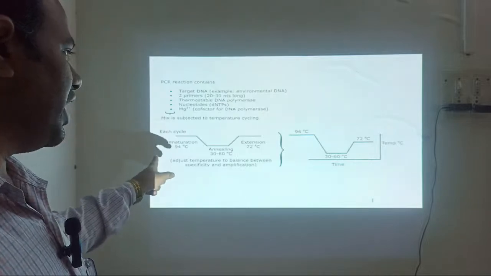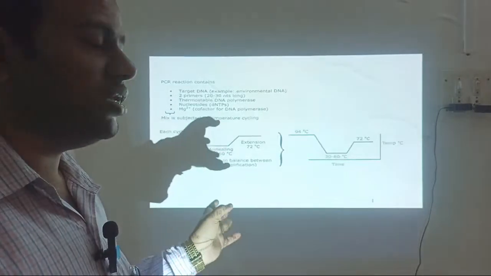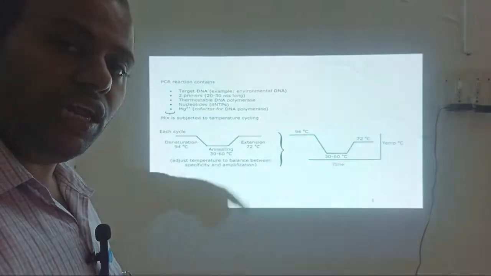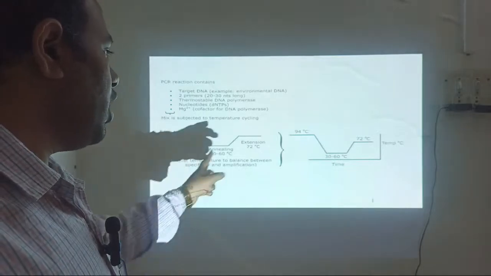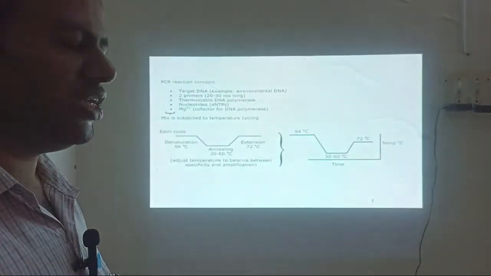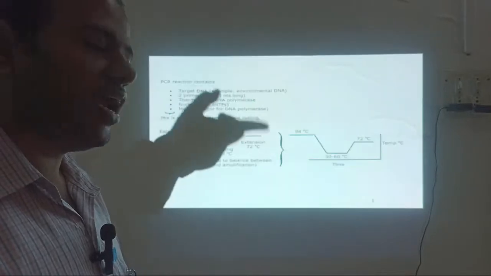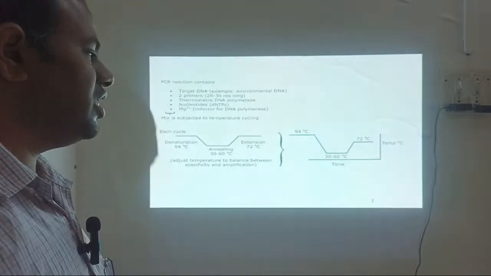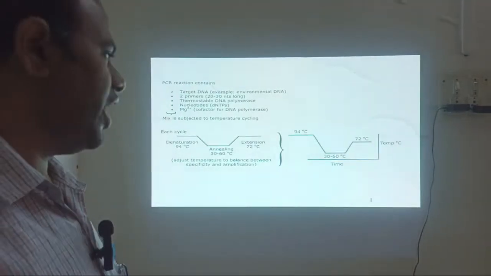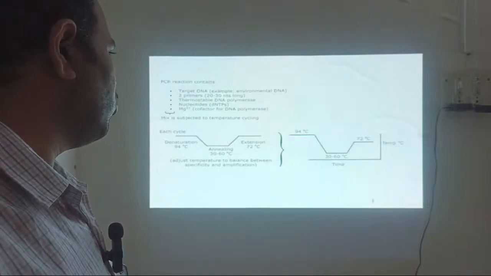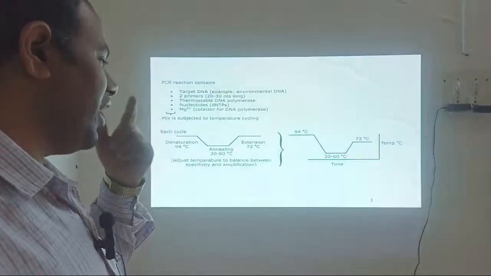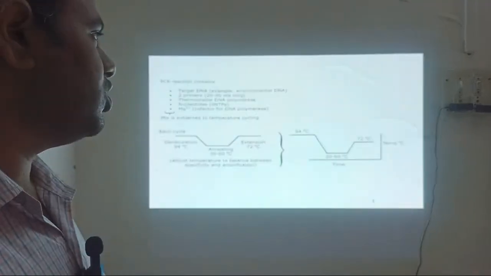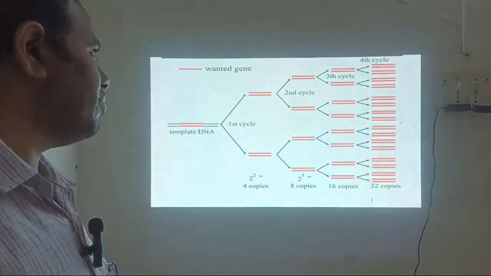First of all, the first cycle is denaturation. I already told you, in practice, before the denaturation step there is an initial denaturation step, and after the extension there is a final extension step. That is always done at the starting and at the last. In the middle, denaturation, annealing, and extension are repeated for about 30 to 35 times, or even 45 times in some cases. After this many cycles, we can get millions and billions of copies of DNA. So this is how this happens.